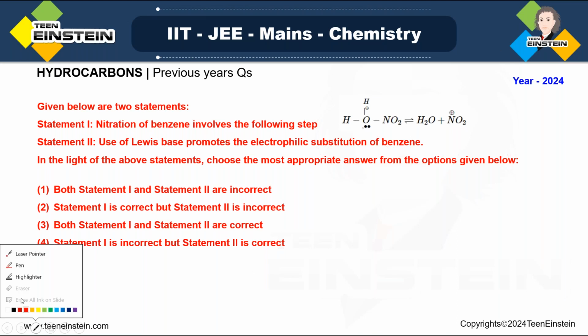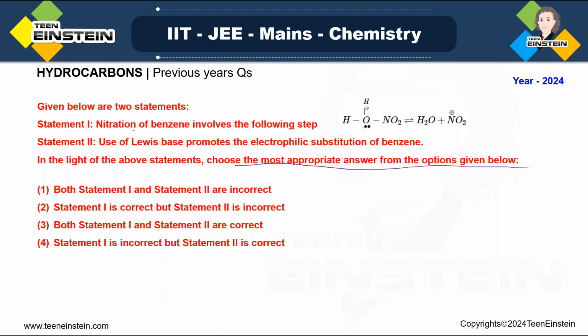Hello everyone. So in this video, we will discuss previous year's questions of JEE Main exam, and that is from the chapter Hydrocarbons. So here we have the first question. There are two statements given, statement 1 and statement 2. In the light of the above statements, we have to choose the most appropriate answer from the options given below.